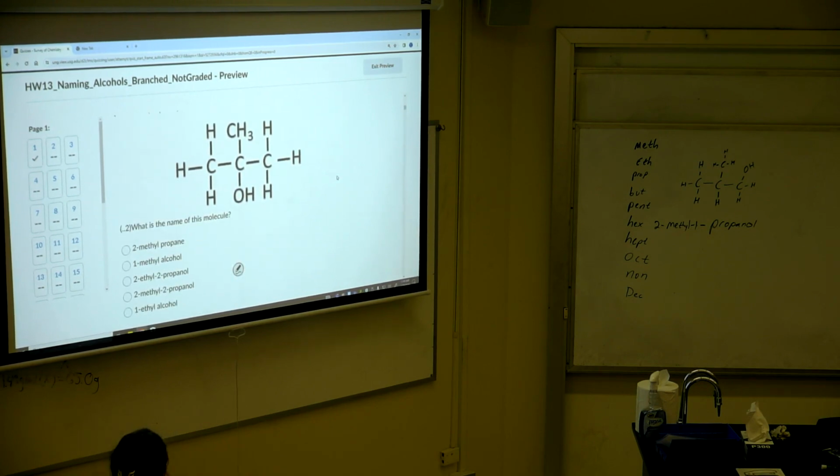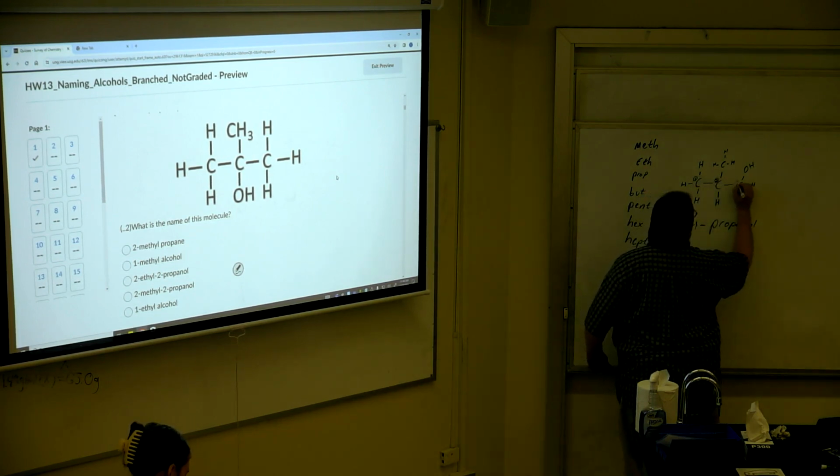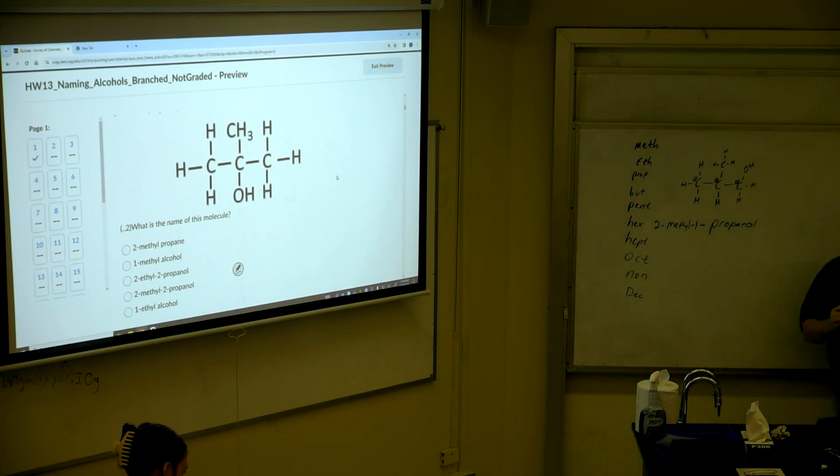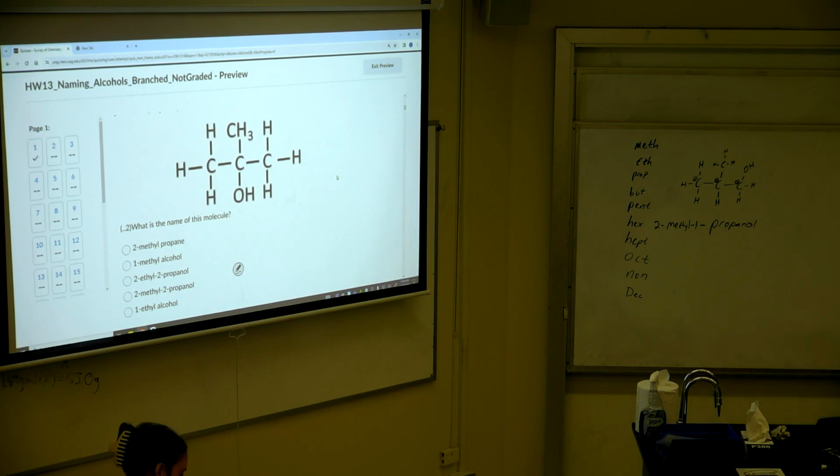Here's another branched alcohol. So this will be 2 propanol, and it's 2 methyl, 2 propanol. Can you see that? Why is that 2? Carbon 1, carbon 2, carbon 3. The methyl is on carbon 2. It's 2. These numbers always refer to the position on the main chain. But there is kind of a twist here on what's equivalent and what's not, but I'll come back around to that. Keep it simple for now.